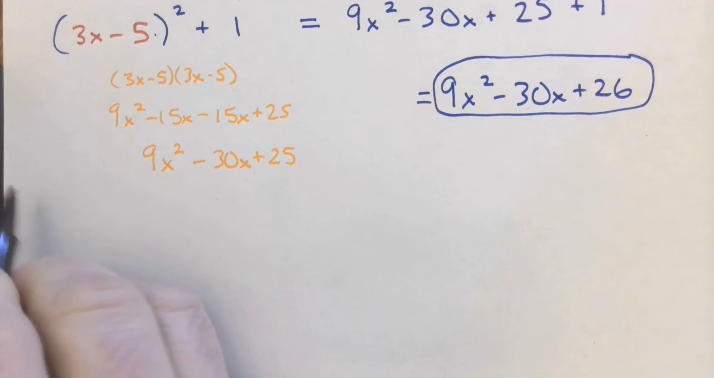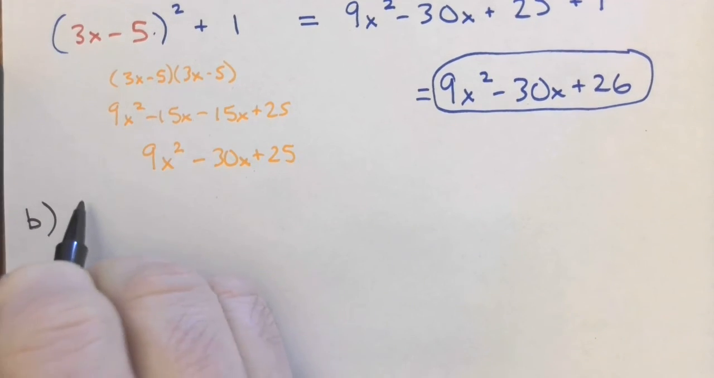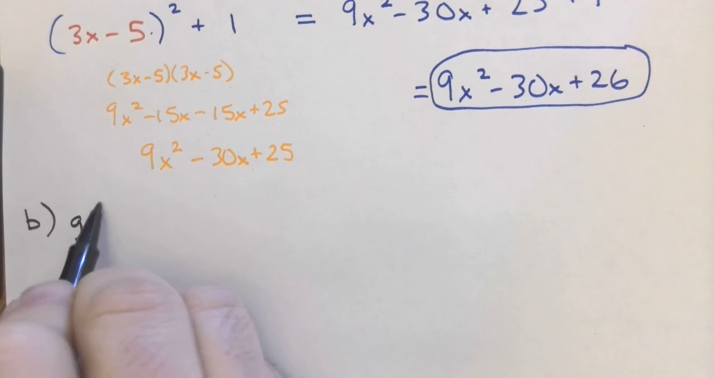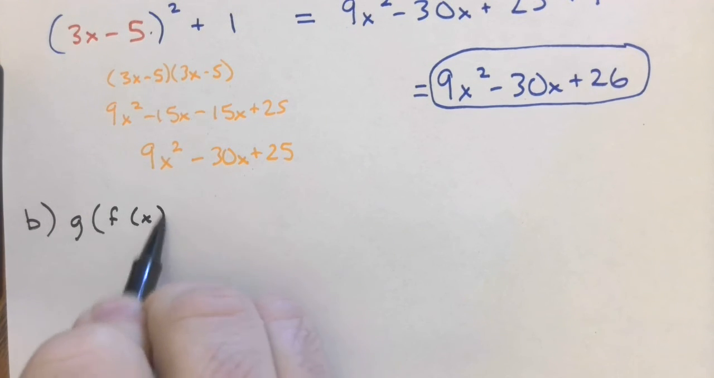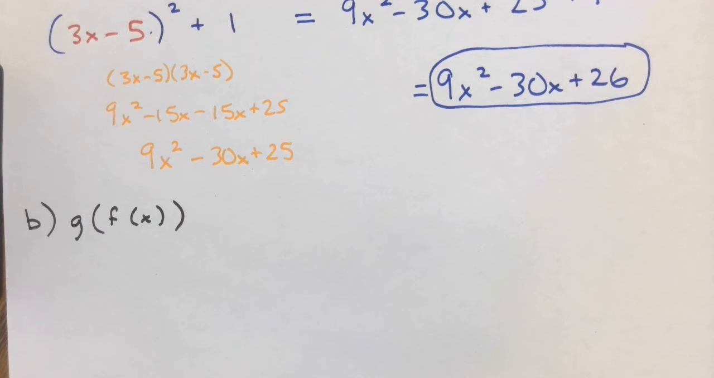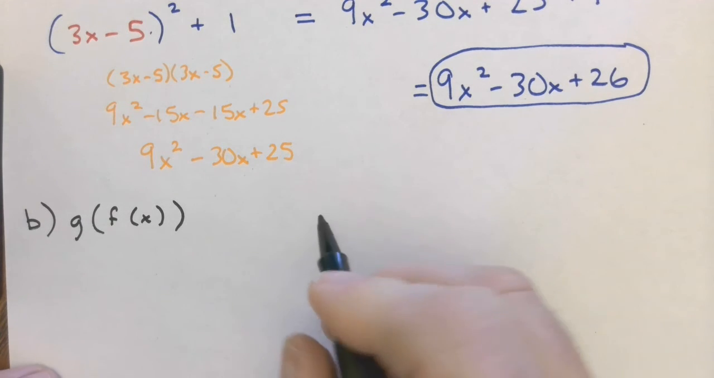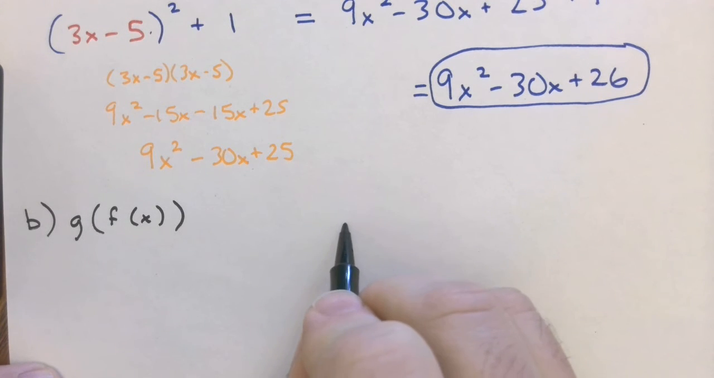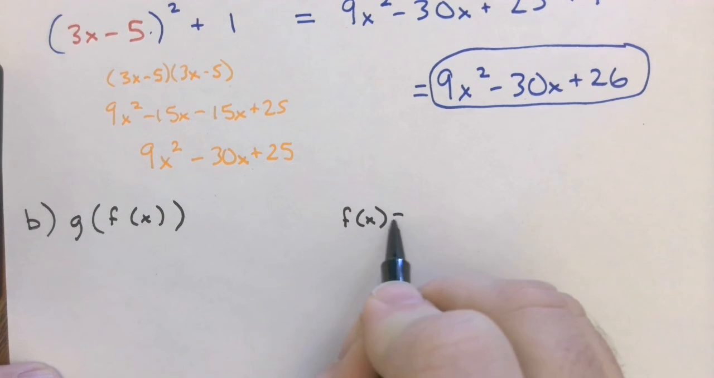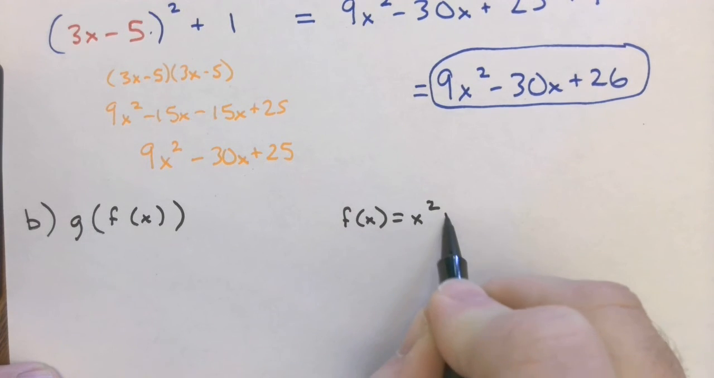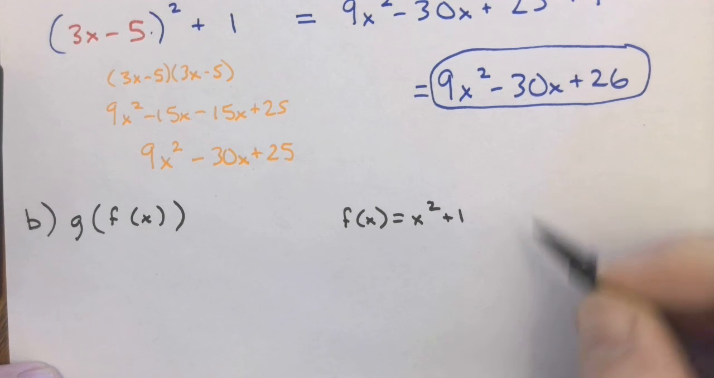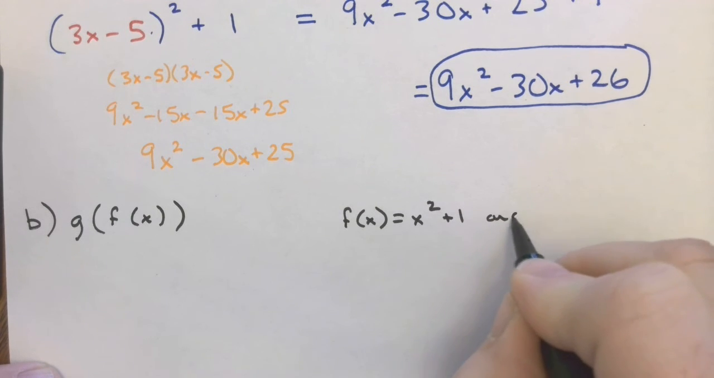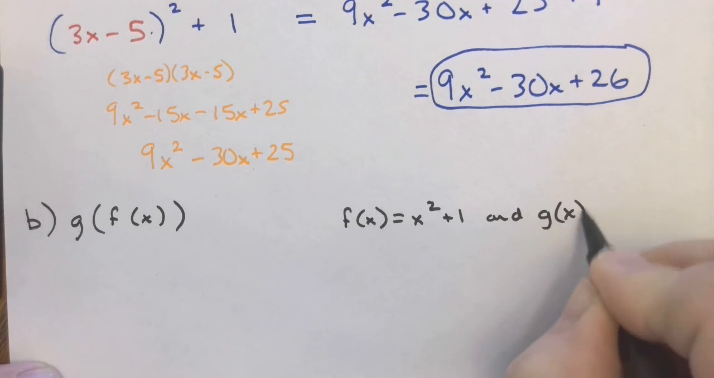Let's practice that one more time, but this time let's do the composition function the other direction. Let's do g of f of x. So from up above, let me just copy down what f of x and g of x are equal to again so we can see all of this without having to go up to the directions. So here's what f of x and g of x were originally.